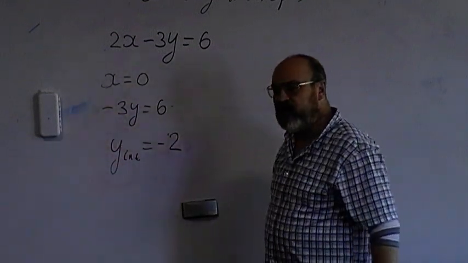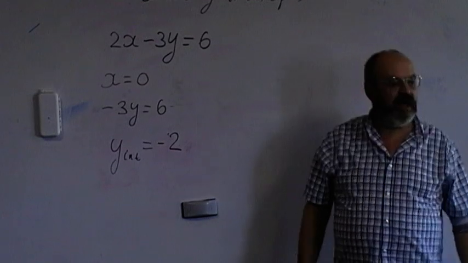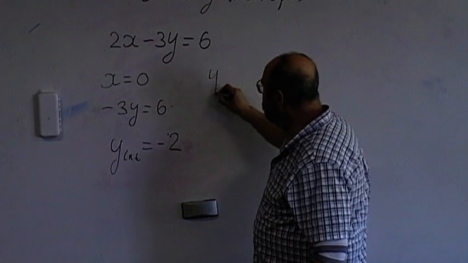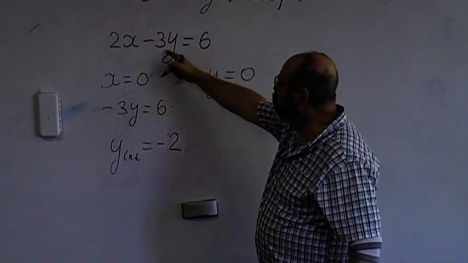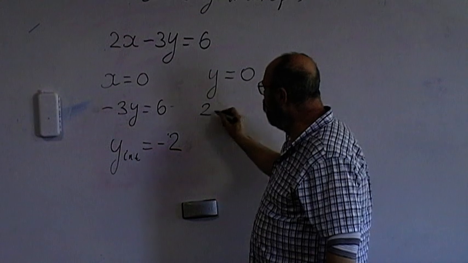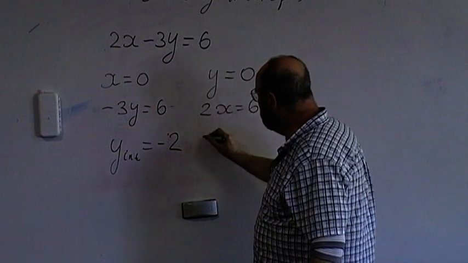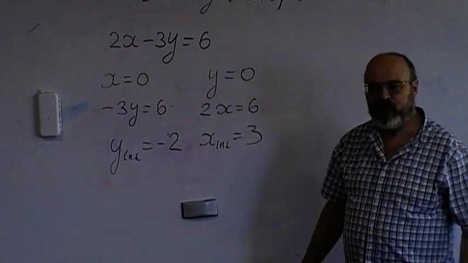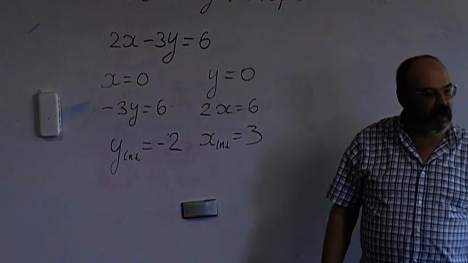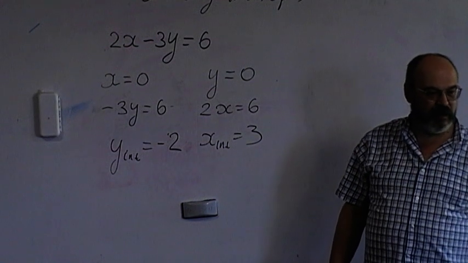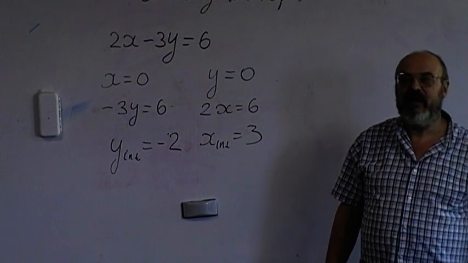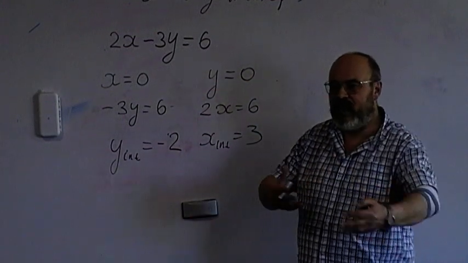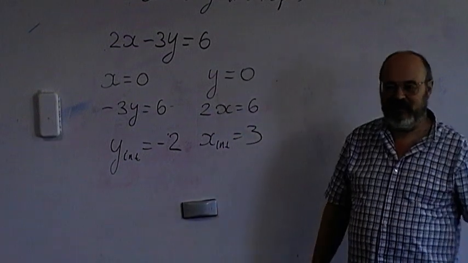To find the x-intercept, we take y equals 0. 3 times 0 is 0, so you get 2x equals 6, and the x-intercept equals 3. Makes sense how to find x and y intercepts. You just solve the equation. You substitute y equals 0 to find the x-intercept, you substitute x equals 0 to find the y-intercept.